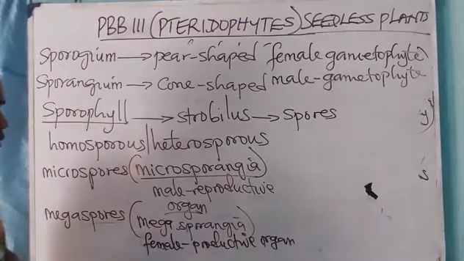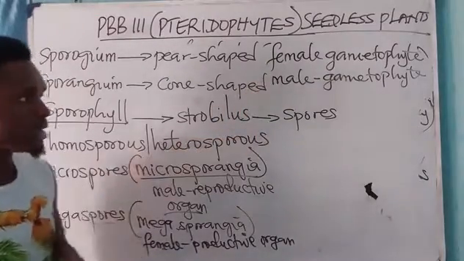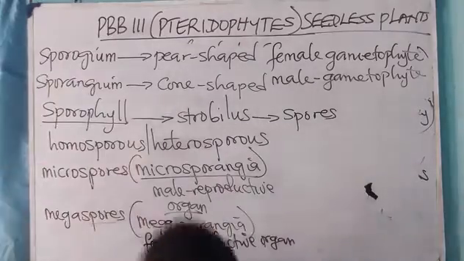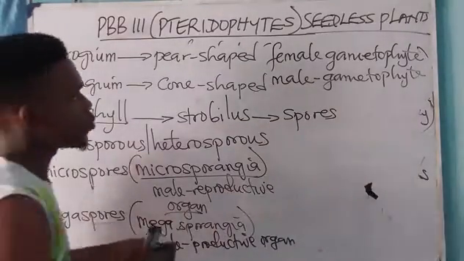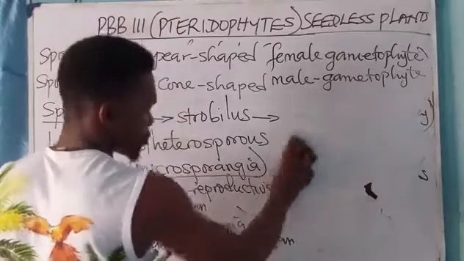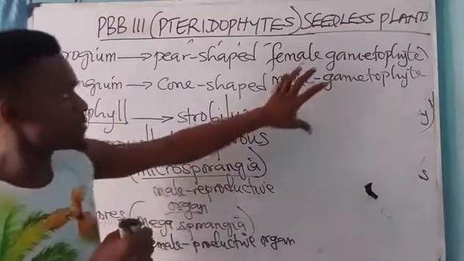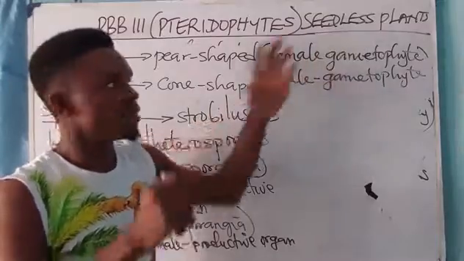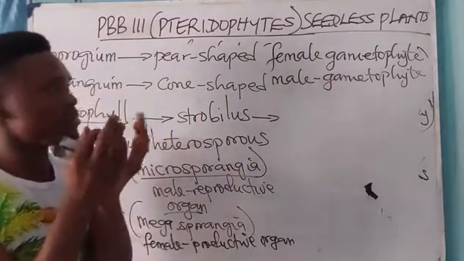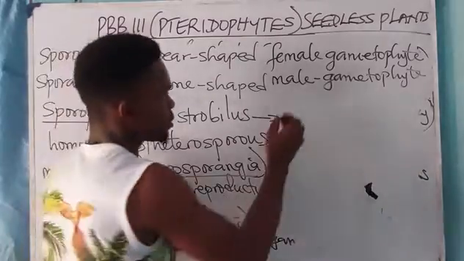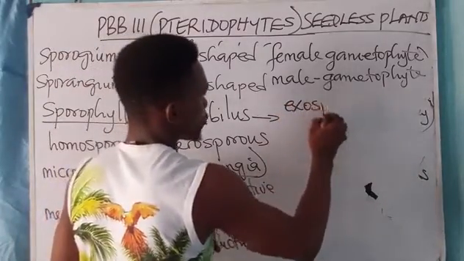It does not just stop there. Now these gametophytes get to maturity, or they fertilize outside the walls of the spores. When these gametophytes fertilize themselves outside the walls of the spores, they are said to be what? Exosporic.